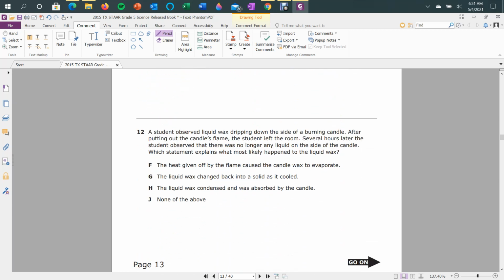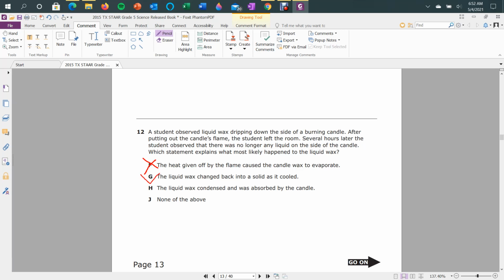And finally, our last question for today. Last question for today says, a student observed liquid wax dripping down the side of a burning candle. After putting out the candle's flame, the student left the room. Several hours later, the student observed that there was no longer any liquid on the side of the candle. Which statement explains what most likely happened to the liquid wax? The heat given off by the flames caused the candle wax to evaporate. No. We know candle wax doesn't evaporate. The liquid wax changed back into a solid as it cooled.